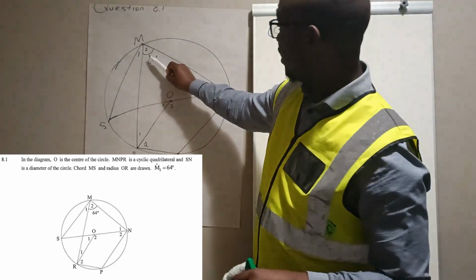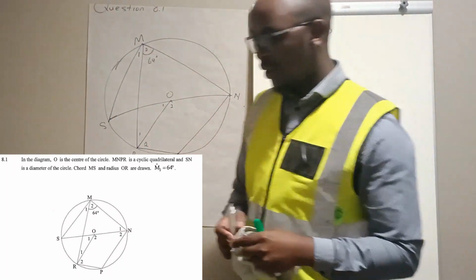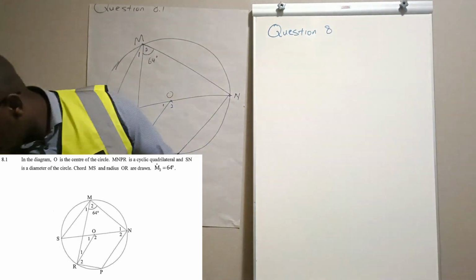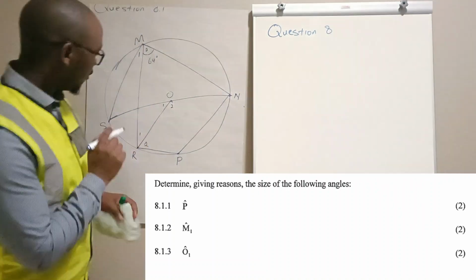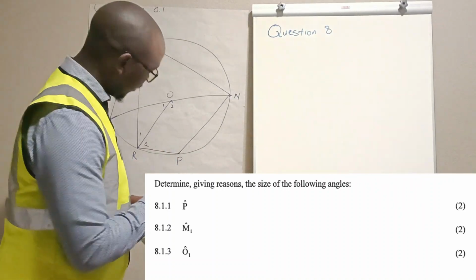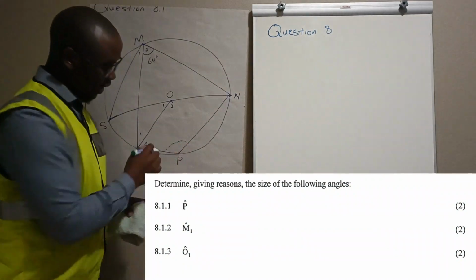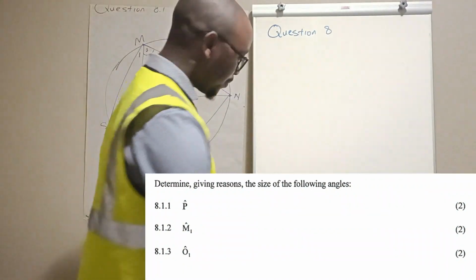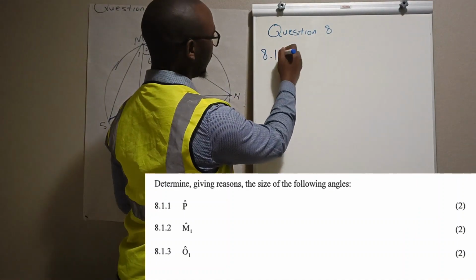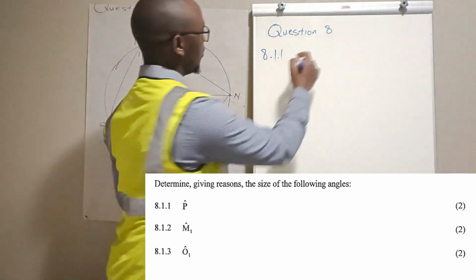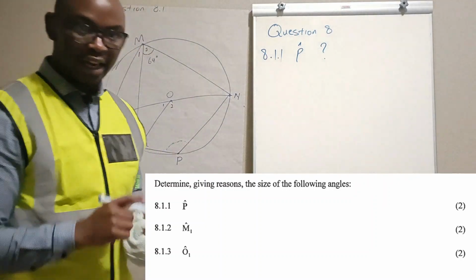And then we're also given the angle 64 degrees. That is for M2. The first question is, we must calculate the value of angle P. So this is the angle of interest, angle P. So we are asked to calculate the value of angle P, number 8.1.1. What is the value for that angle?